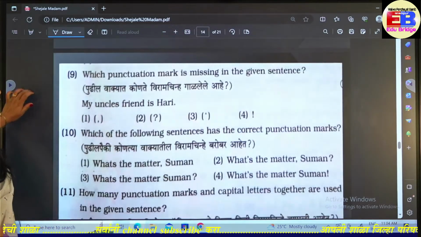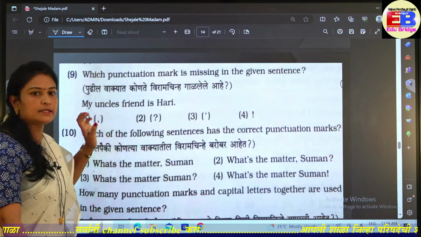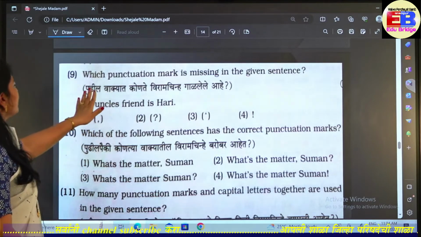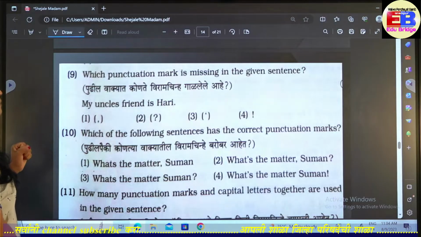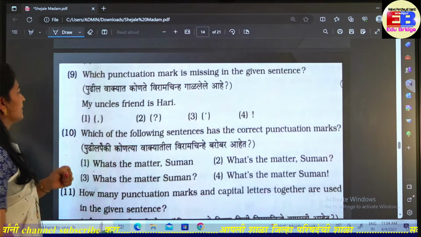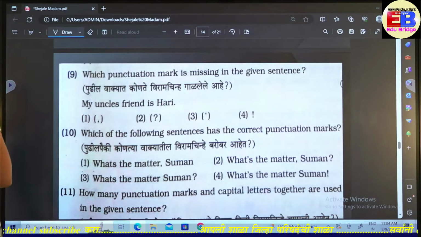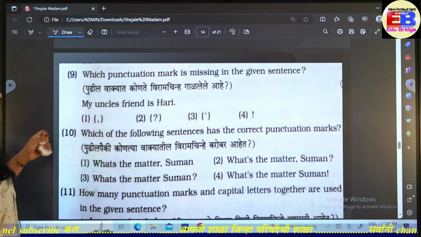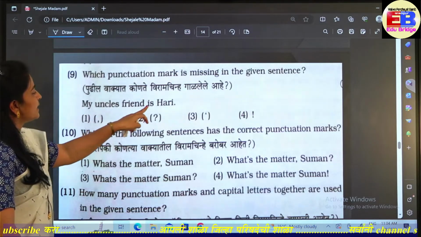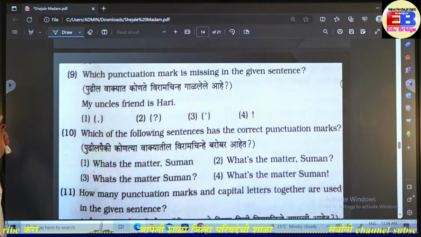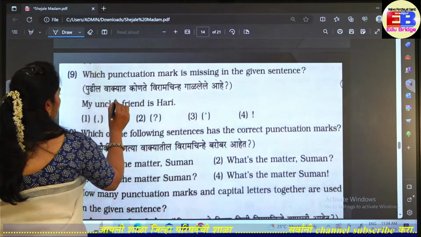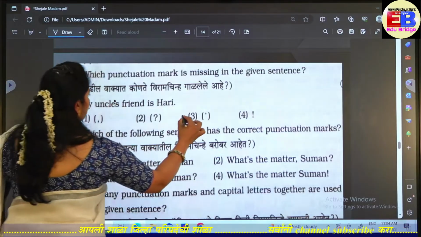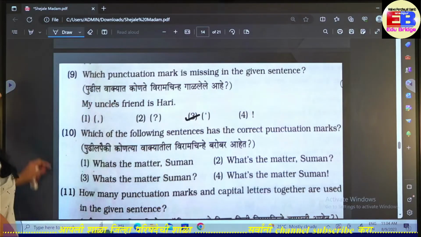I am taking more and more examples so that you can understand it. Okay. Which punctuation mark is missing in the given sentence? पुढील वाक्यात कोणते विरामचिन्ह गाळलेले आहे? विरामचिन्ह कोणतं गाळलंय बघा इथे. My uncle's friend is Hari. Here the punctuation mark apostrophe has been missed here. My uncle's apostrophe. Its correct option is number 3.